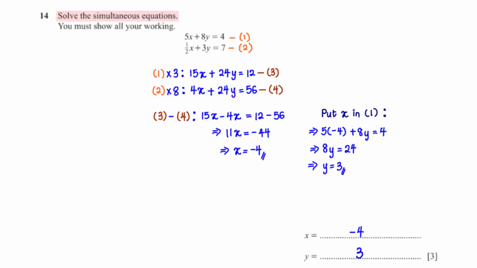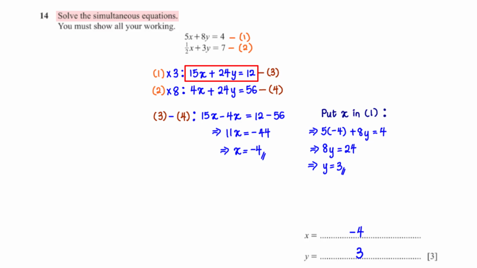Solve the simultaneous equations. You must show all your working. Let's label the equations. We can start by eliminating the variable y. To do this, we multiply equation 1 by 3, which gives us 15x plus 24y equals 12. Let's call this equation 3.